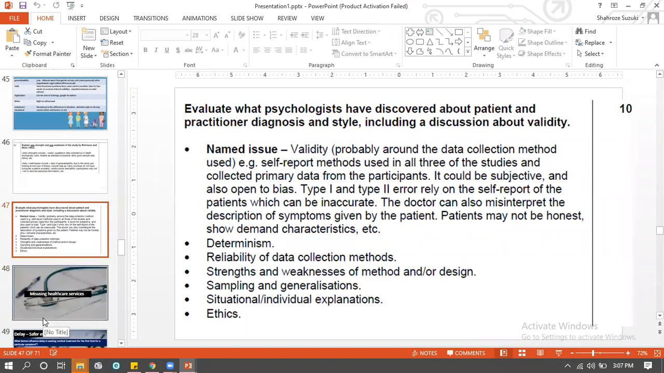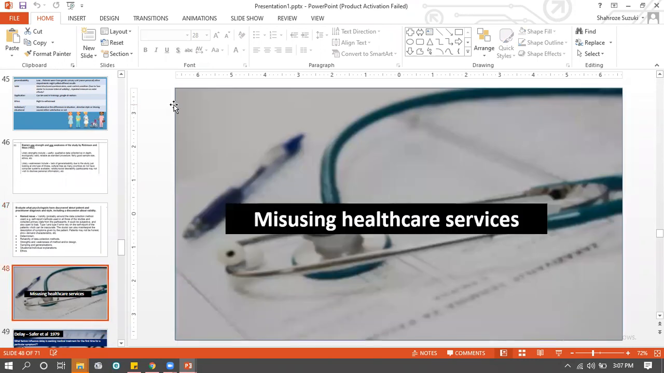All right, evaluate psych. So this is going to be the evaluation of the entire section we have discussed so far, right? हमने कर चुके हैं. So now we're going to talk about the third section, the last section of the first chapter of health psychology, misusing healthcare services.